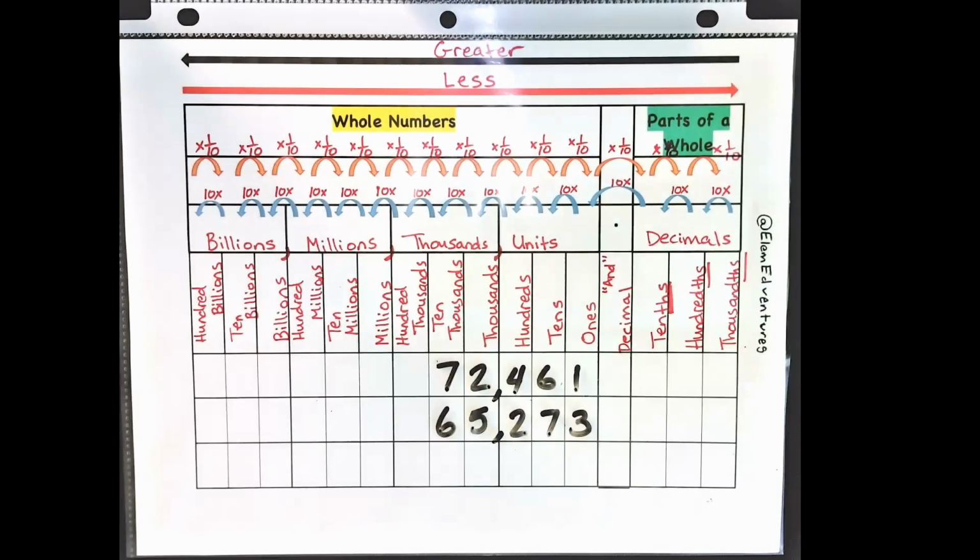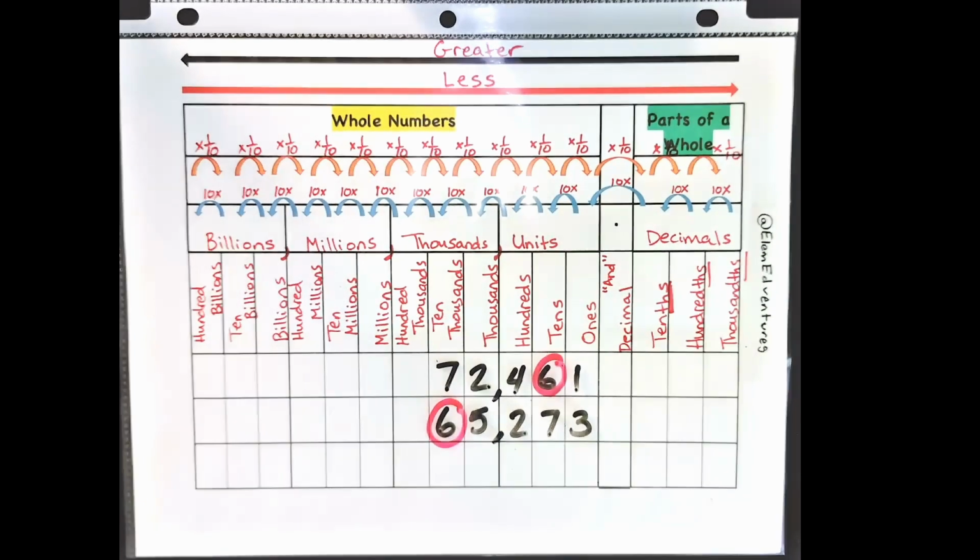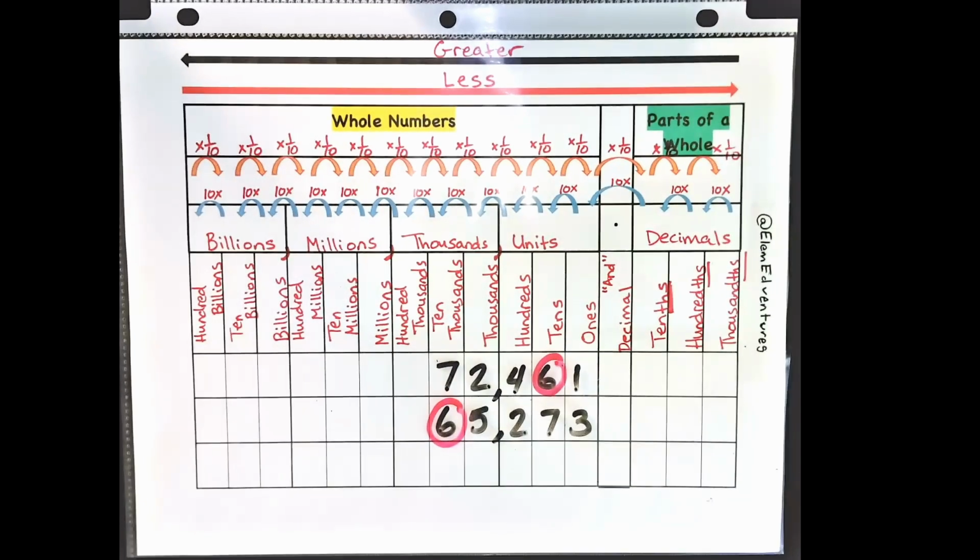This time, I want to take a closer look at the digit 6 in both numbers. I've circled the digit 6 in the number 72,461 and the 6 in 65,273. The 6 in 72,461 is in the tens place. I underlined the tens place value.